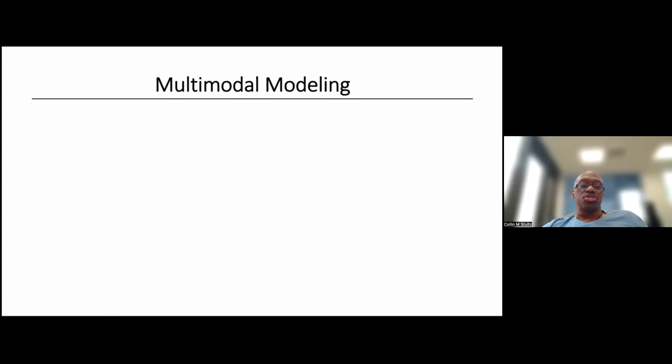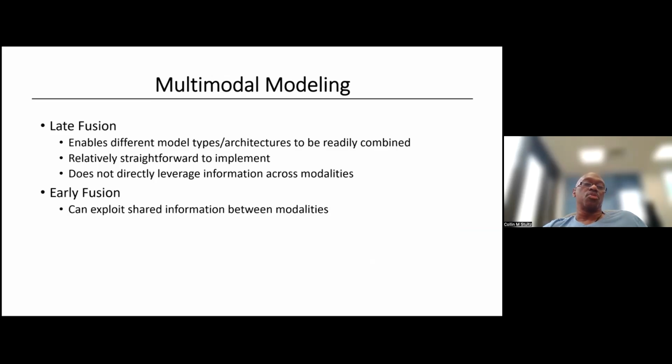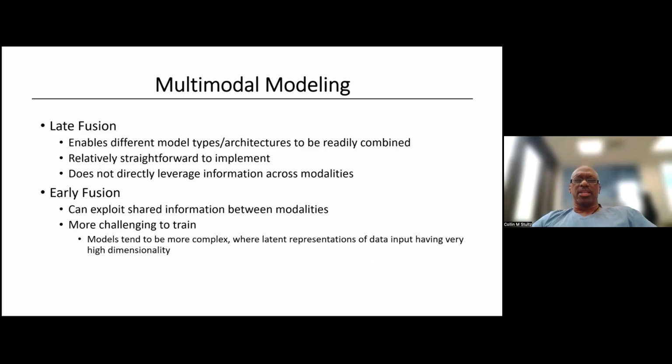Now, just to compare and contrast these very quickly, late fusion enables different model types and architectures that can be readily combined. It's relatively straightforward to implement, but it does not directly leverage the information across modalities. By contrast, with early fusion, you can exploit shared information between modalities, as I've already described. But they're more challenging to train because the models tend to be more complex, and there's a dimensionality problem. You have multiple modalities, each with a relatively high dimensional vector representation, and all of these have to go into memory, be stored, and you have to do something interesting with them.